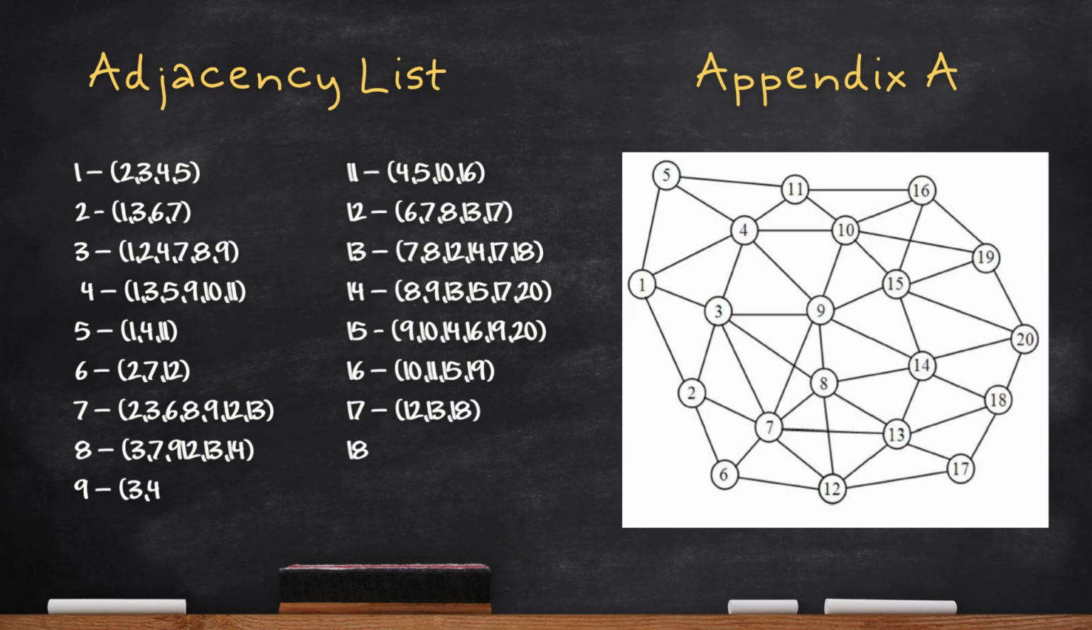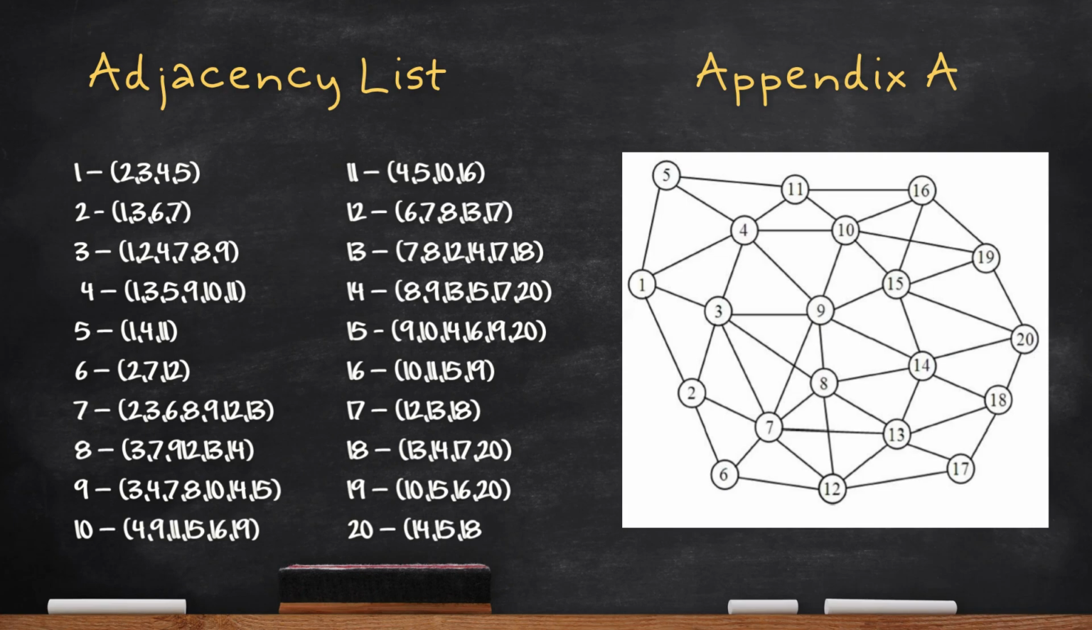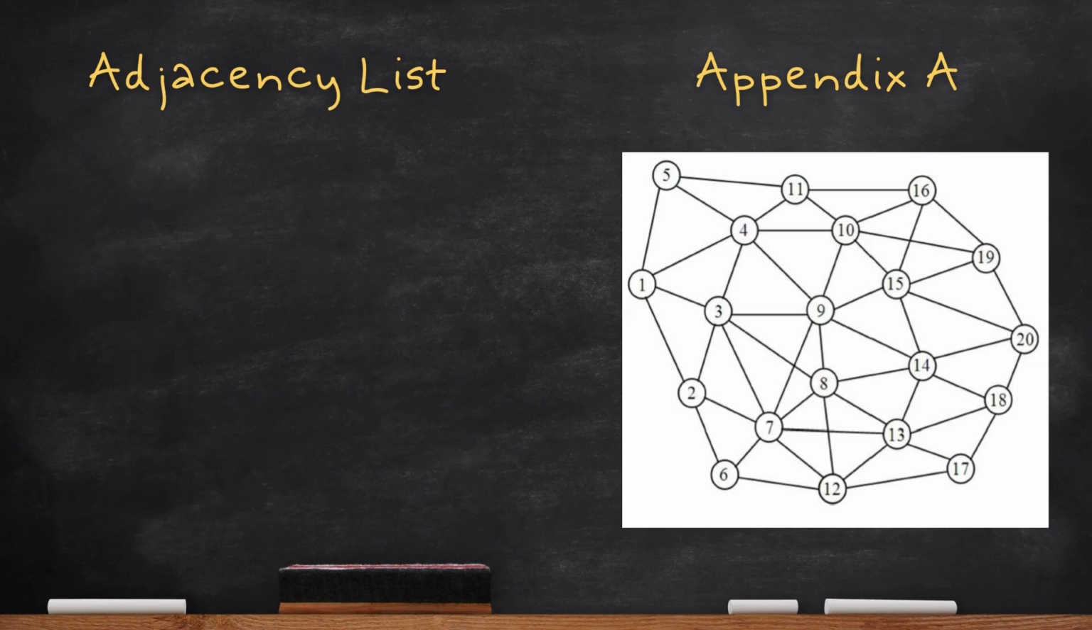Example of how to get the adjacency list. List 1. You have to look for 1 in Appendix A's graph. Look at where the lines from 1 point to. Then list the numbers, which are 2, 3, 4, and 5. Continue for the rest of the list.